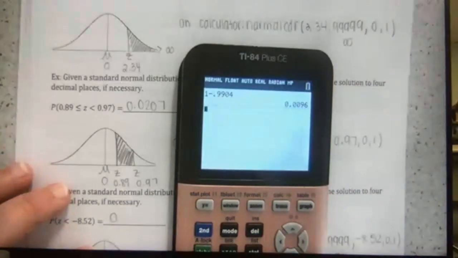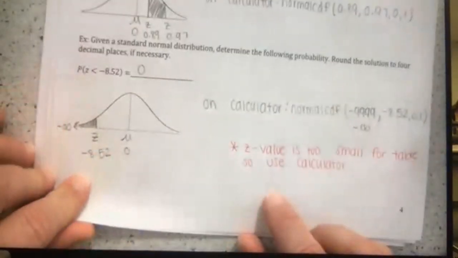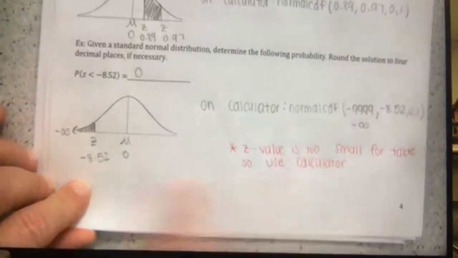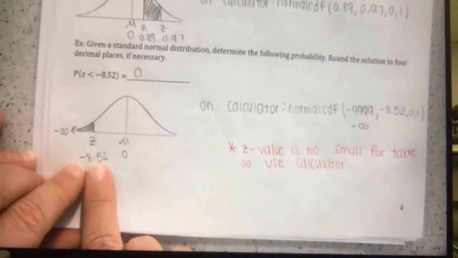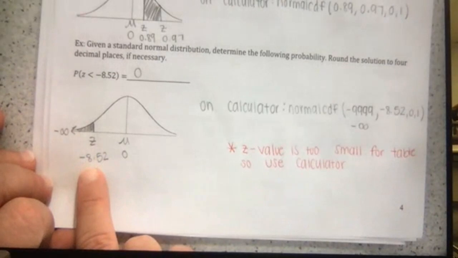What do you mean, like if we have more than one table? Like you said that is 0 because it is so small. Right, for our calculator. So, because z is negative 8.52, you're saying like what value should that be that it's going to be too small?